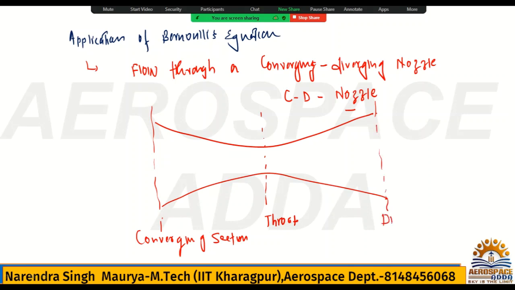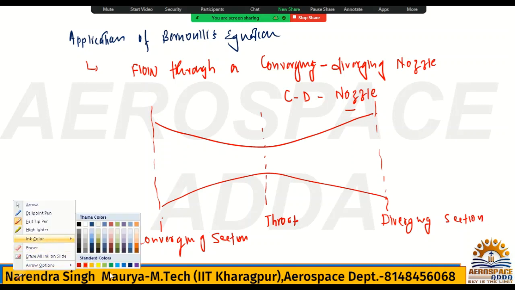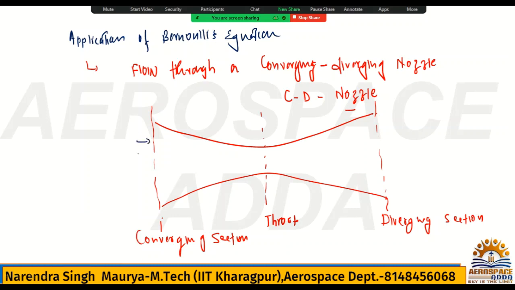This is what? Diverging section. All right. That flow is going to intake here like this and going to exit here like this. You can take any two points. Let us consider this is point at throat, point 2, and this is the point 1. Two equations we have, right? What are the two equations?